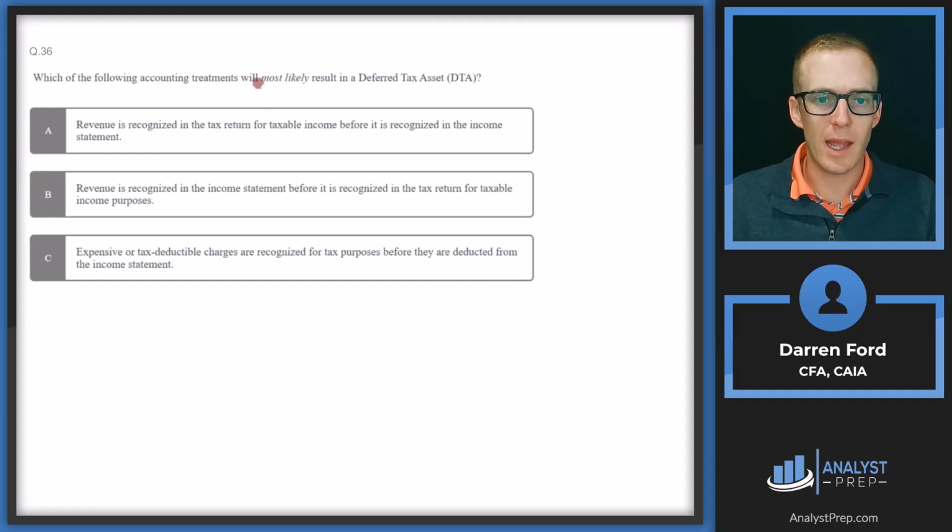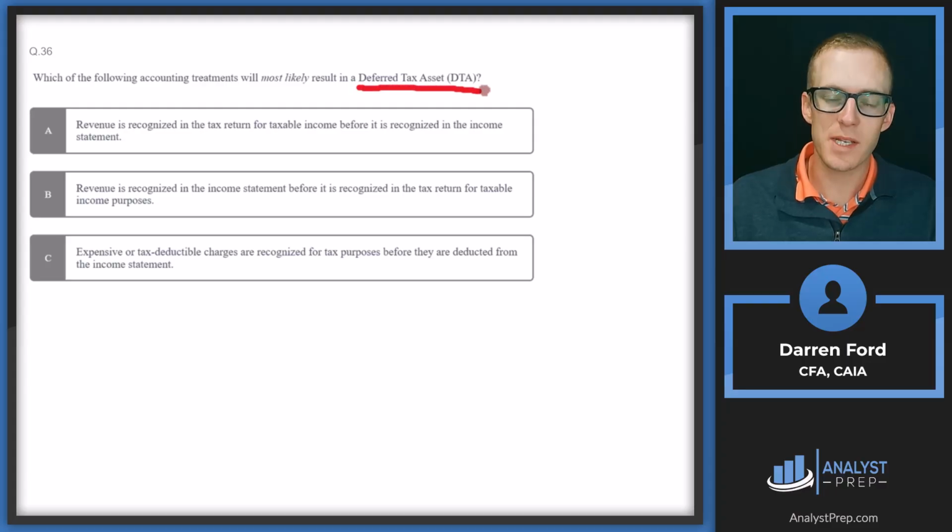Answer A. Which of the following accounting treatments will most likely result in a deferred tax asset? So we're going to end up with a deferred tax asset when we're paying more tax now than we need to, and then we're going to have some benefit later on in the future where we'll use that tax to offset future tax. So we've got A, revenue is recognized in the tax return for taxable income before it is recognized in the income statement. So this will likely be our answer.